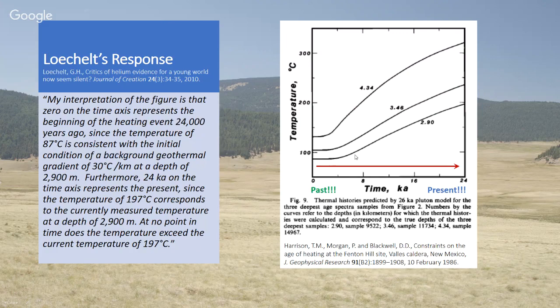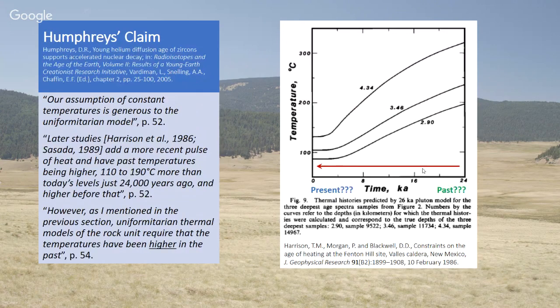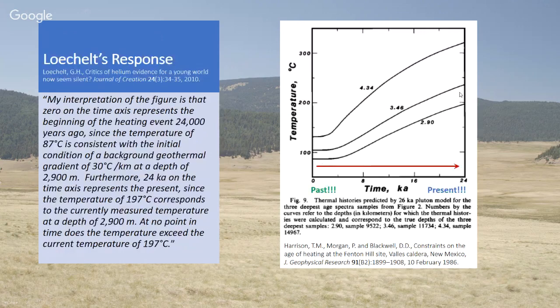Furthermore, we know the temperature today at 2.9 kilometers. It's 197 degrees. So all you have to do is look on this curve. Where do you see 197 degrees? And it's at this point, 24,000 years. And if this is the current temperature, you can just look across and you can see this curve never goes above 197 degrees. It's always less than it. So this is a very different interpretation. Does time go this way and you have past temperatures being higher in the past? Or does time go this way and you have past temperatures being lower than the present?